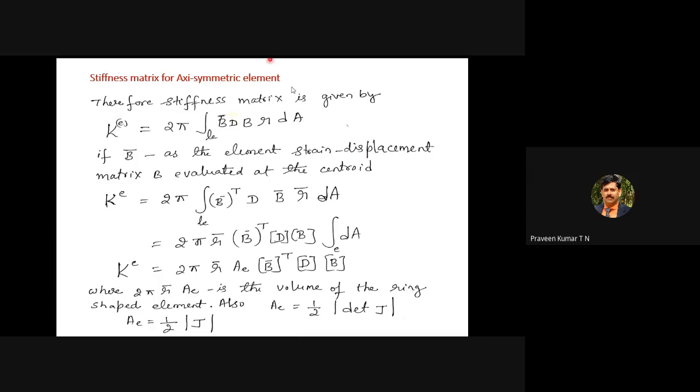This is the equation for the K matrix. It is sufficient if you remember this equation. If you are able to remember the B matrix, you can write it. You first write the transpose of the B matrix, then the D matrix, and then the B matrix.